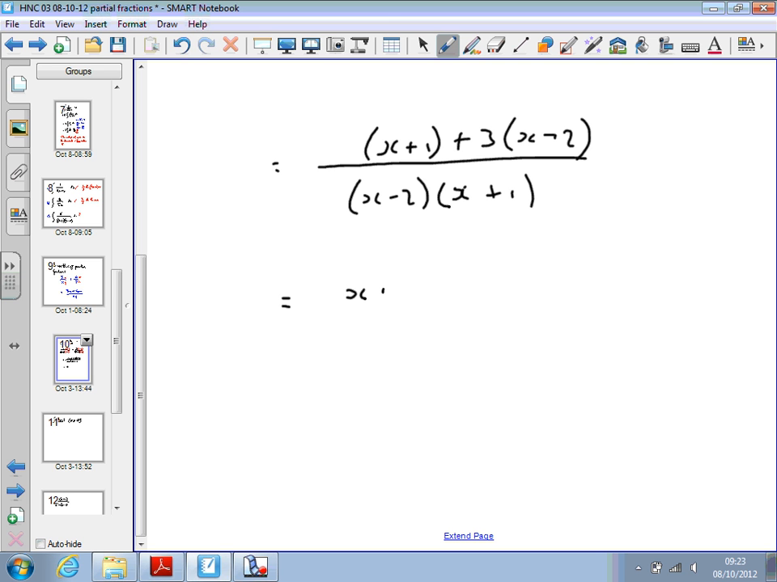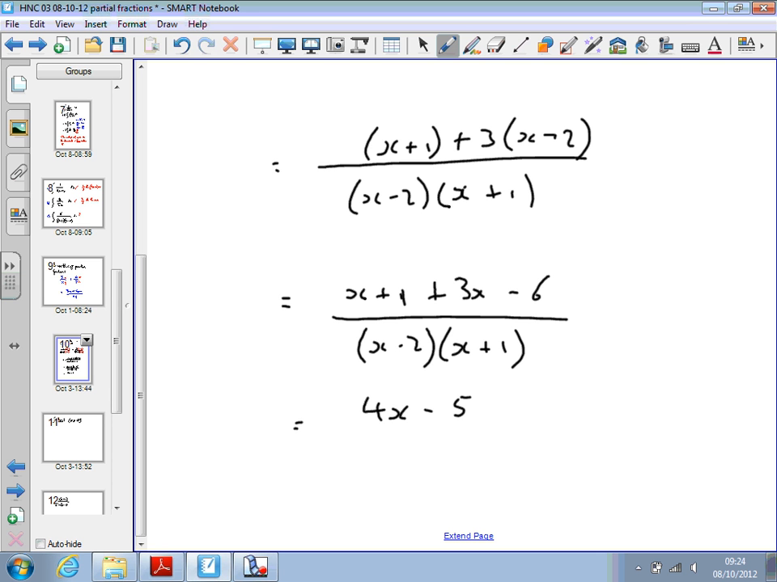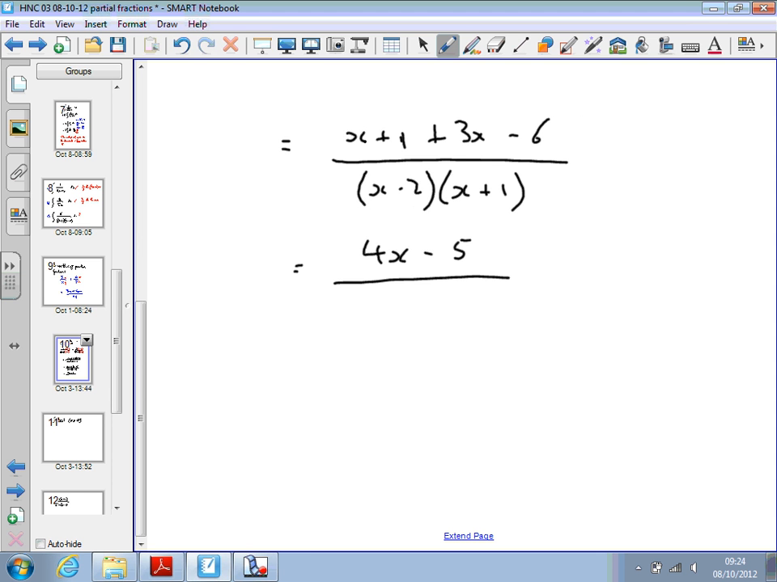x plus 1 plus 3x minus 6 over x minus 2, x plus 1. Collect together like terms, 3x plus x is 4x, 1 minus 6 is minus 5. All over, let's multiply out these brackets. x times x gives x squared, x times 1 is x, minus 2x is minus x, minus 2 times 1 is minus 2. And we end up with that.